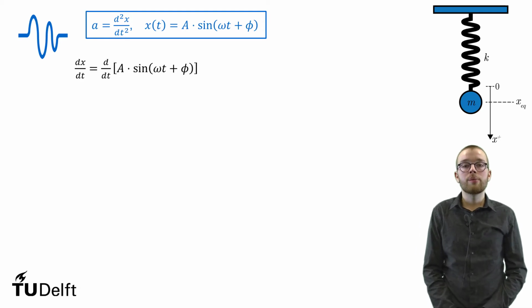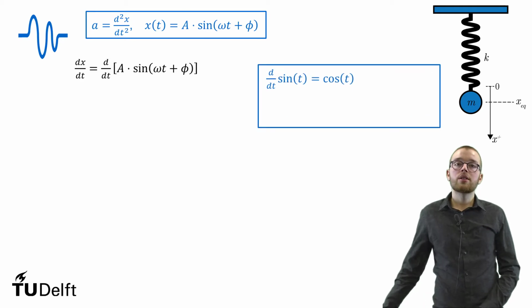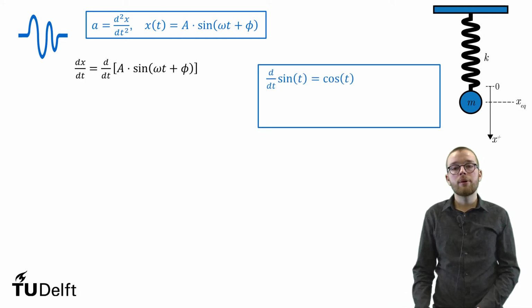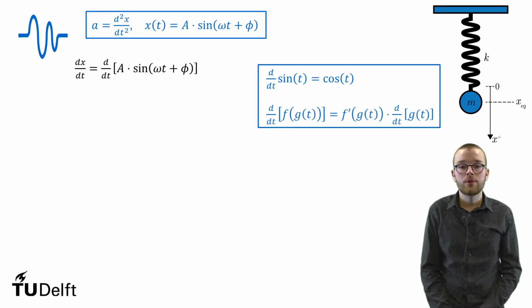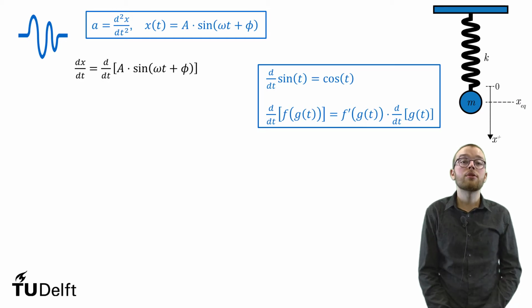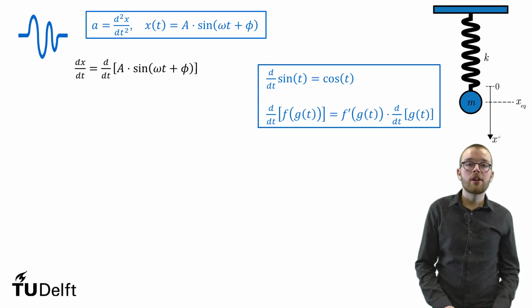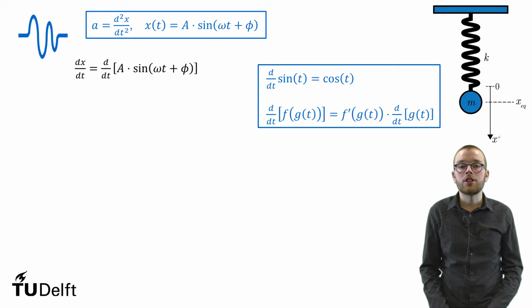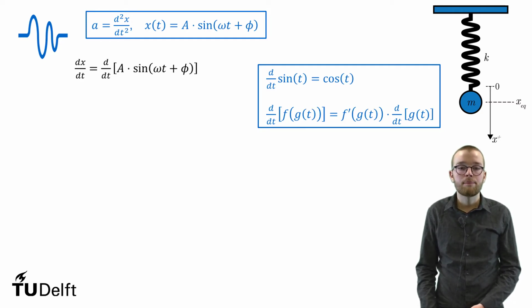Let's start by determining our first derivative with respect to time. For this, we will have to use the fact that a derivative of a sine is always given by a cosine. Furthermore, we will also have to employ the chain rule. This is a derivative rule that allows us to calculate the derivative of a composite function, such as our equation of motion. In our equation of motion, the function f is our sinusoid and the function g is the argument inside our sine, which is omega t plus phi.